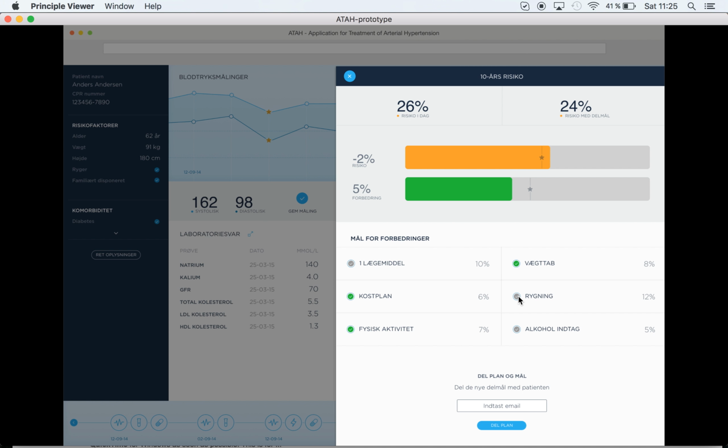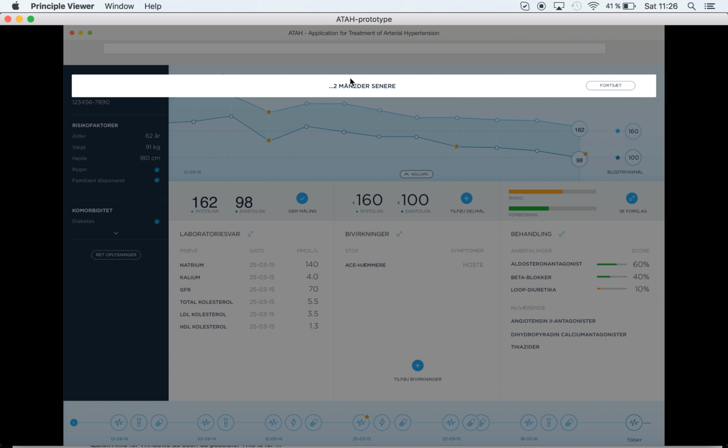So if we select this, we can see that the system will calculate a new goal for the patient to reach if they succeed with their smoking stop. ATAH will also develop an entire treatment plan, and it'll make sure that the doctor contacts the patient again or the other way around in the appropriate amount of time after the first or the second visit.